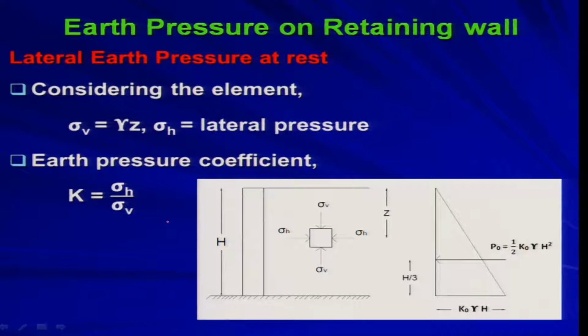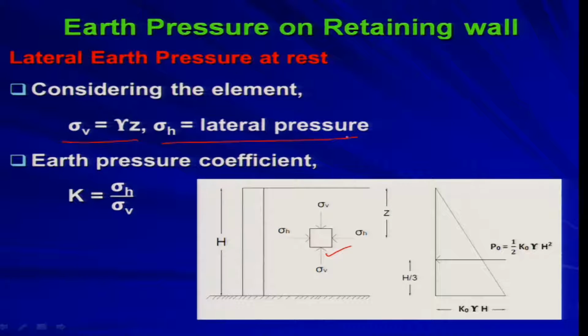Now, if we consider this soil element at depth z below the ground surface, sigma v is nothing but gamma z, as I told you in the last lecture, and sigma h is nothing but the lateral pressure, which is your objective function which needs to be determined. Sigma v is known to you because you know at what depth you are considering. You know the unit weight of the soil, depending on the situation of the water table and all, we will come to that point later on. So, based on that you can find out sigma v.